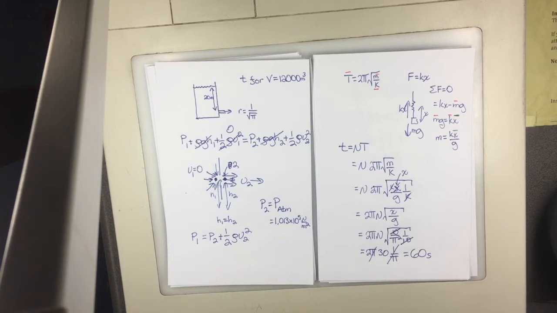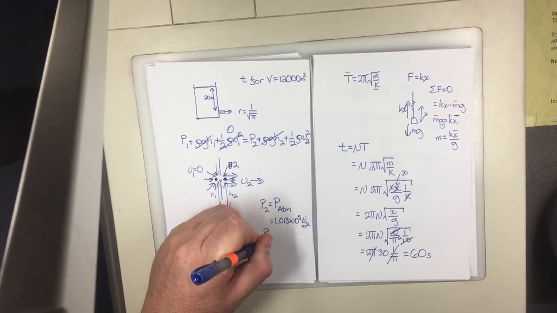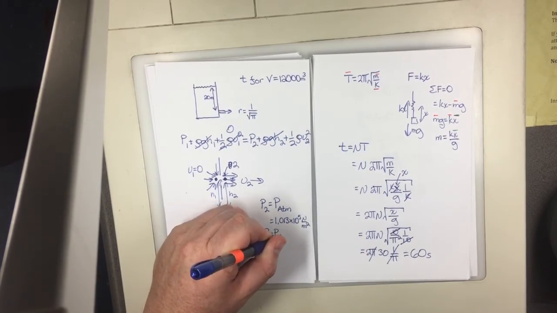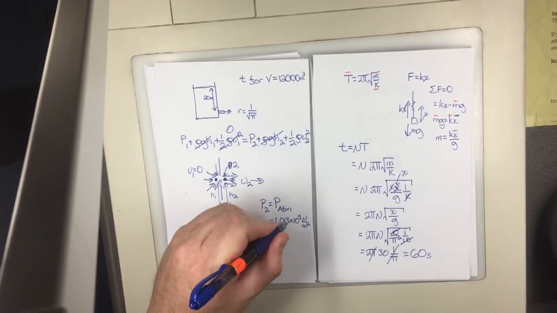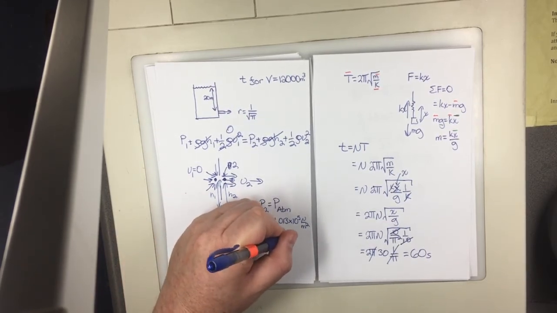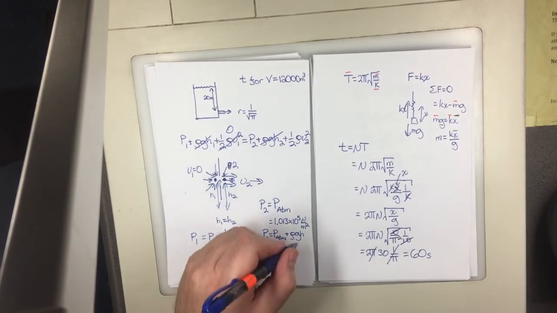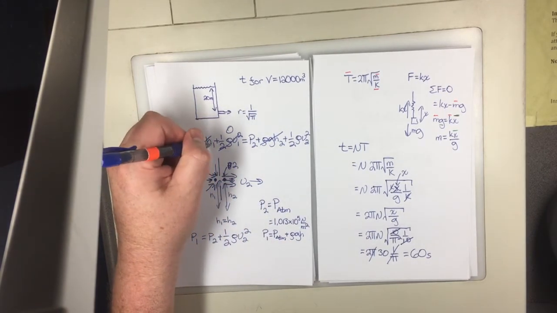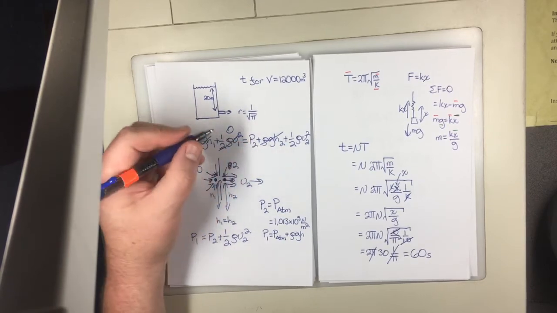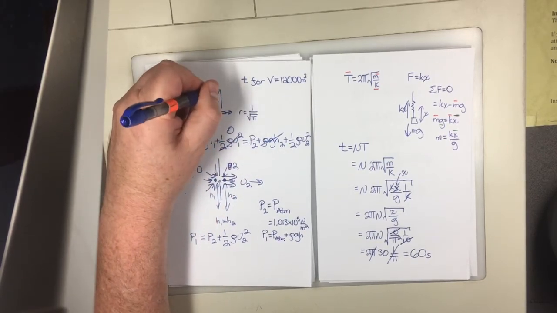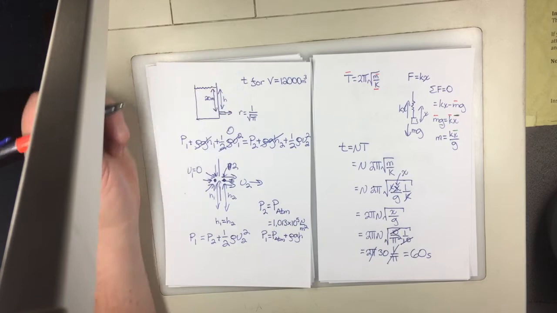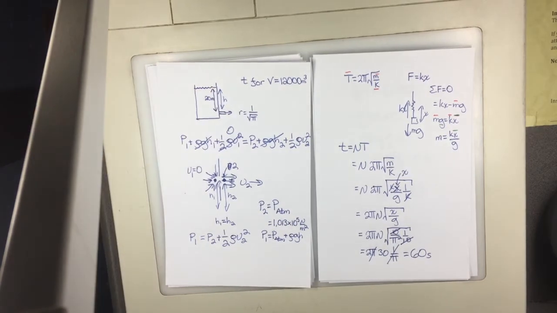Pressure 1, on the other hand, you have the pressure of atmospheric pressure plus rho GH. This particular H is not the height like H1 and H2 is. H is the depth from the surface of the water.